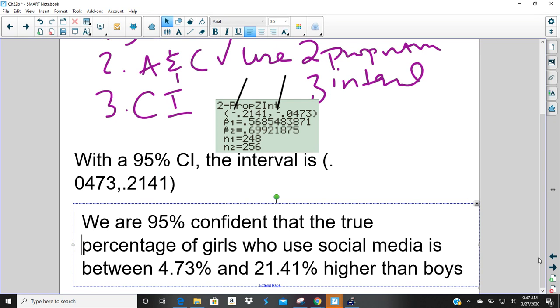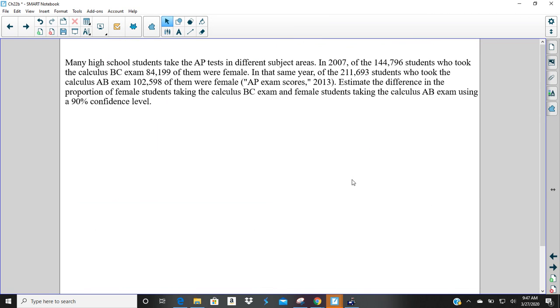So let's do one together. I want you to take a moment to read this quick little blurb. I tweaked it because I didn't like how the question was done, but I found this online. Okay, so it says estimate the difference in the proportion of female students taking the Calc BC exam and female students taking the Calc AB exam using a 90% confidence interval.